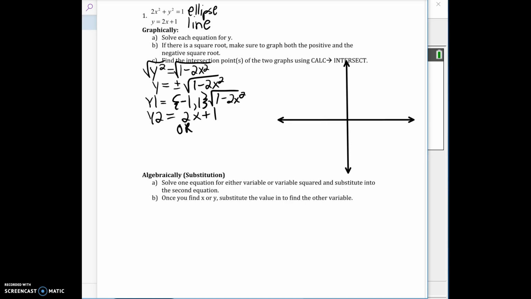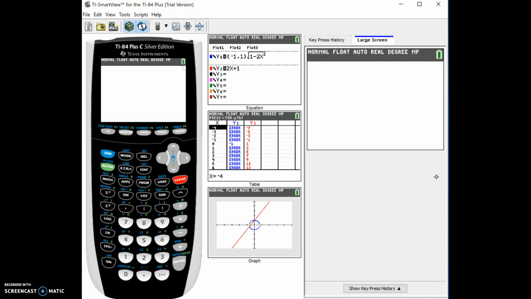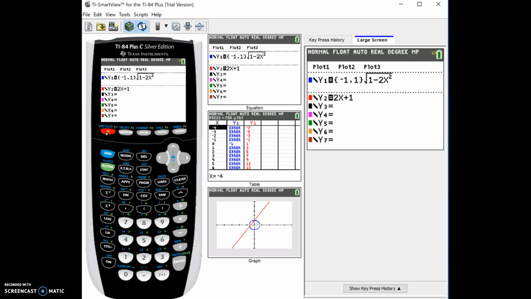Your other option, which is probably how you've done it previously, type the positive square root in y1, the negative square root in y2, and then the line in y3. It doesn't matter which way you do it. For this video, I'm going to show you the plus or minus option, since that's a new thing probably for you. So we'll go to our y equals.